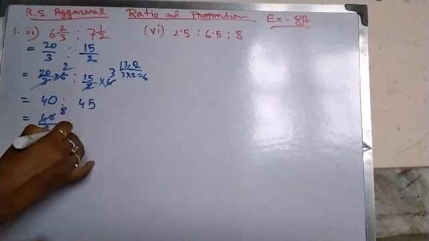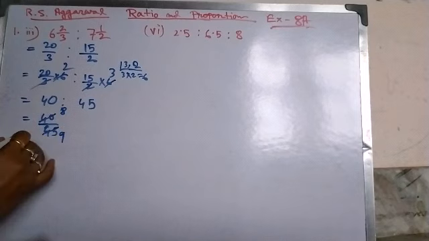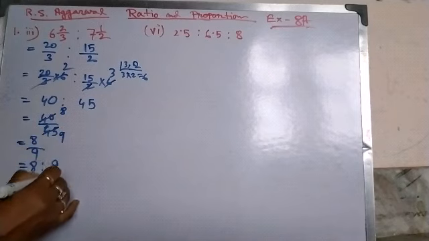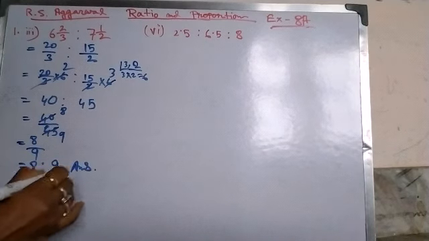5 8s are 40, 5 9s are 45. Then this is 8 by 9, that means 8 is to 9. So this is the answer.